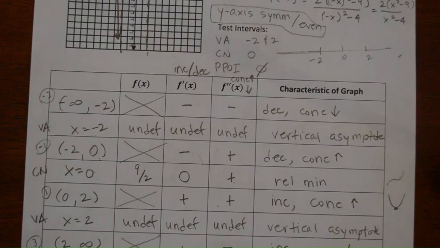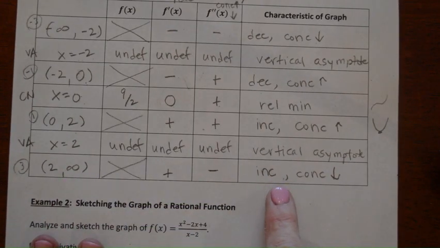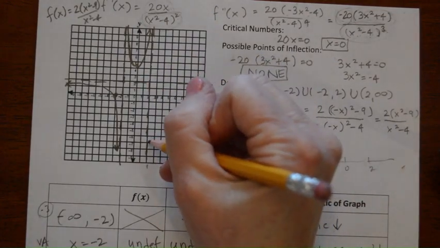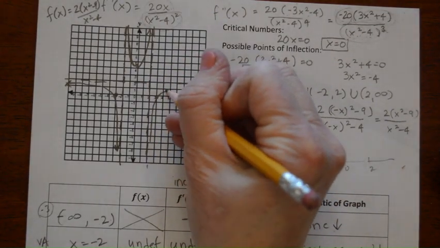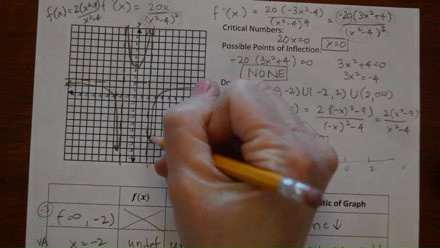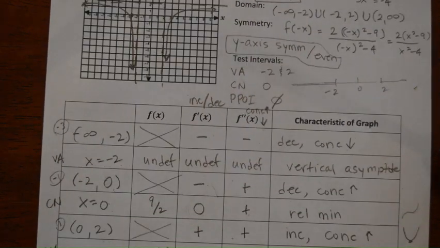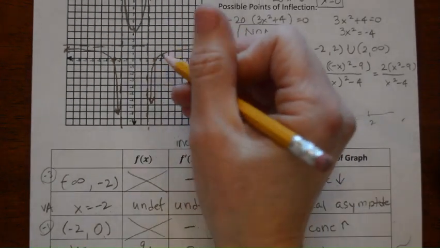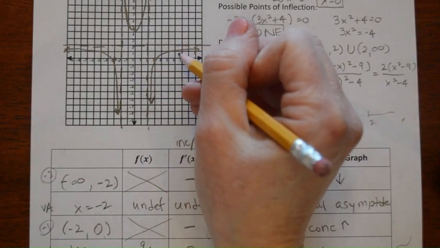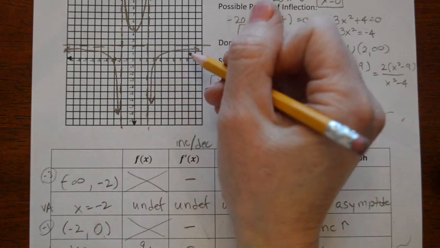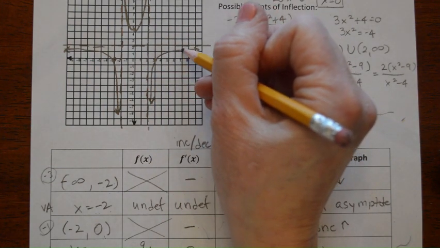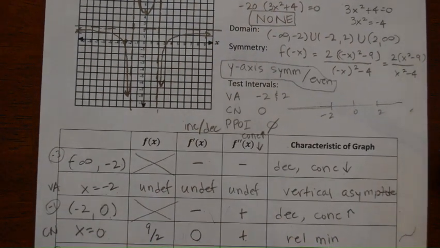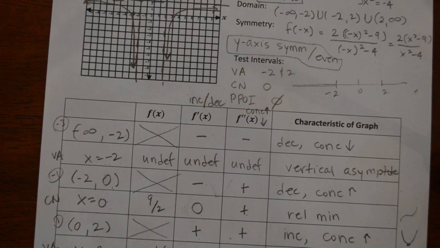And then finally, from 2 to infinity, it's increasing but concave down. So increasing is going to rise as we go from left to right, but it's got to be concave down, which would look like that. All right, so there is what our graph looks like. Again, these might not be the exact points. Maybe it crosses over the line y equals 1 at this point right here and not this one right here, but we're just looking for a general sketch. Okay, we'll take a look at example 2.